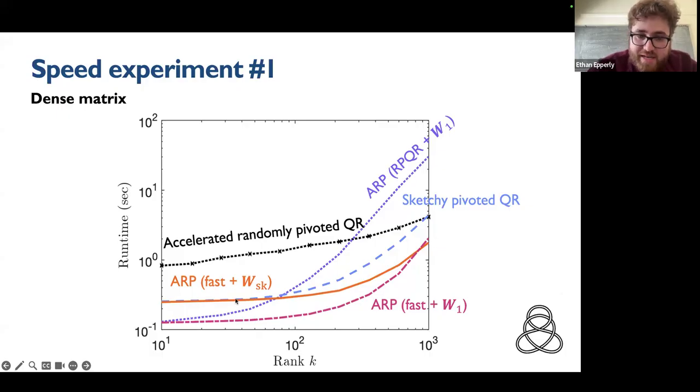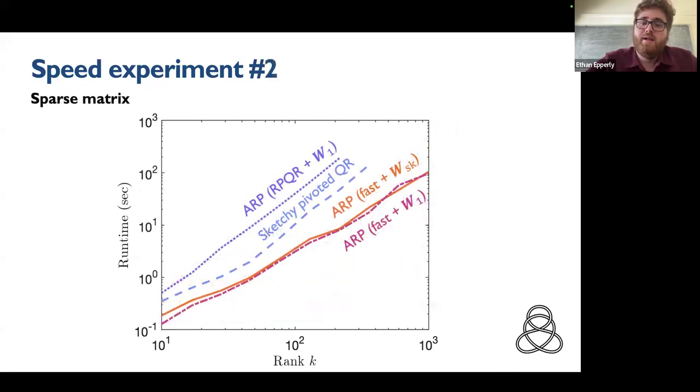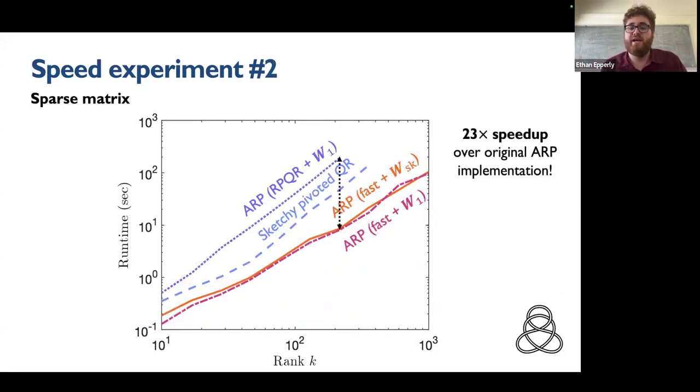And indeed, the adaptive randomized pivoting methods with these fast volume sampling implementations are now the fastest algorithms among a subset of methods, and we achieve a 17 times speed up over the original ARP algorithm. And these speedups persist to sparse data matrices as well. We now get a 23x speed up over the original ARP algorithm.